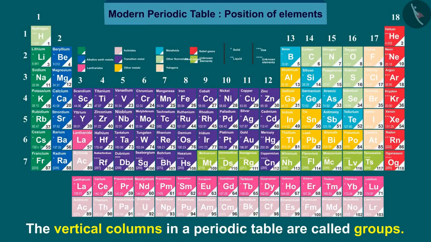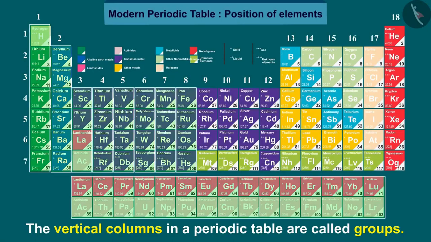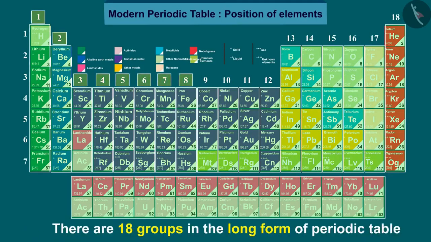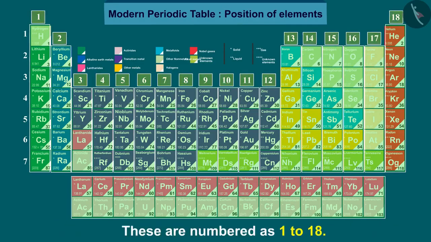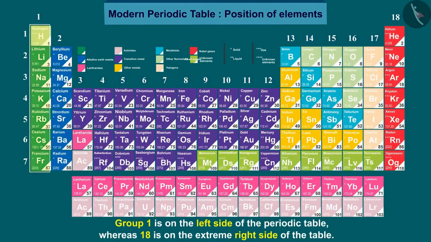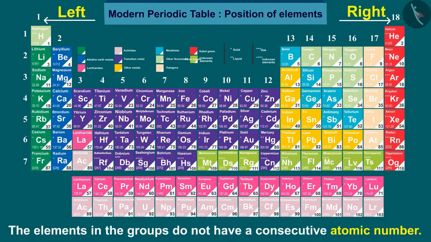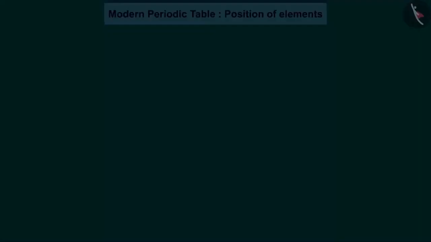The vertical columns in a periodic table are called groups. There are 18 groups in the long form of the periodic table. These are numbered 1 to 18. Group 1 is on the left side of the periodic table, whereas group 18 is on the extreme right side of the table. The elements in the groups do not have consecutive atomic numbers.